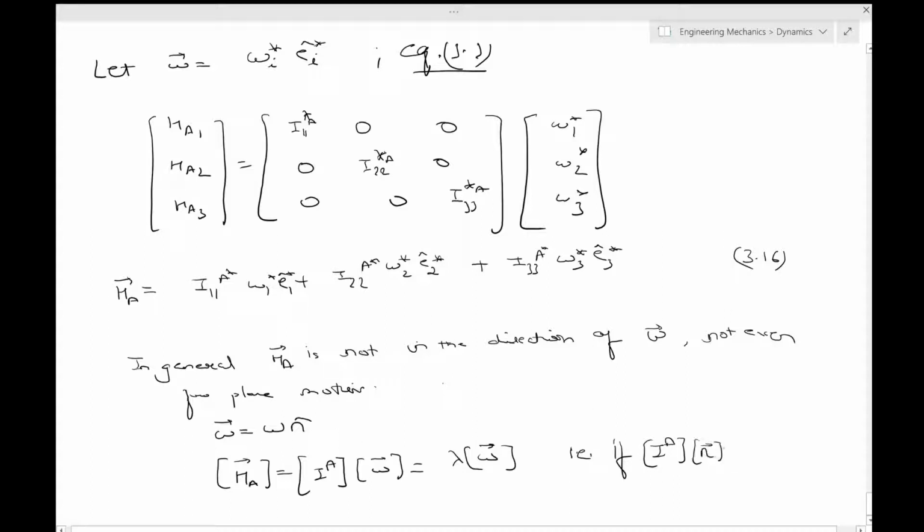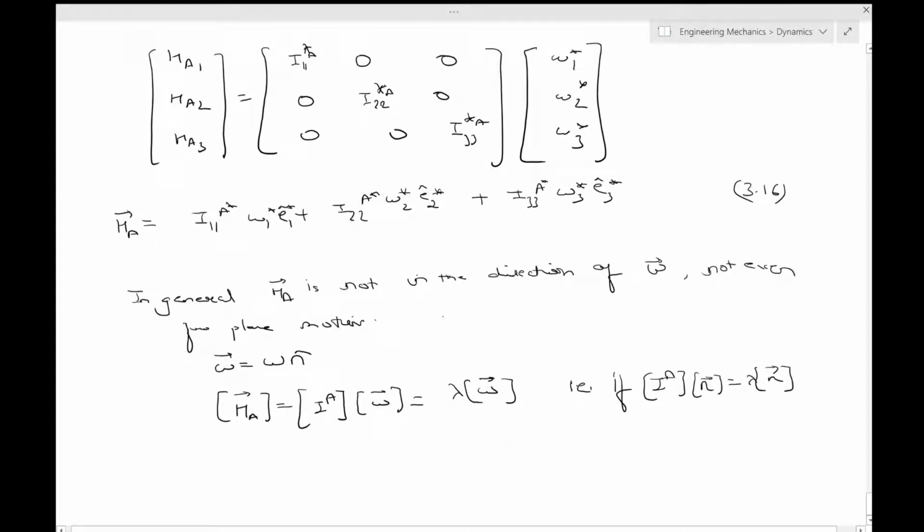n is equal to lambda n, or n is a principal axis of inertia at A. So only when n is the principal axis of inertia, then if omega is written as omega n, okay, like this, then only HA will be in the direction of omega.